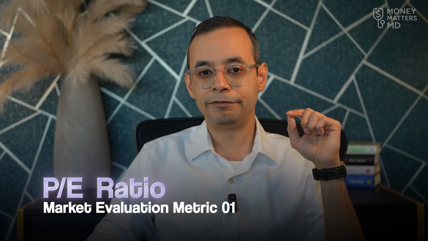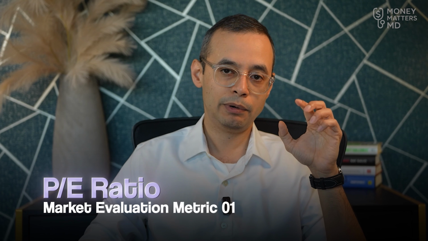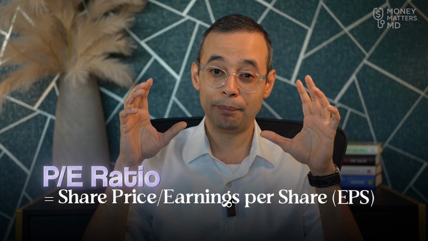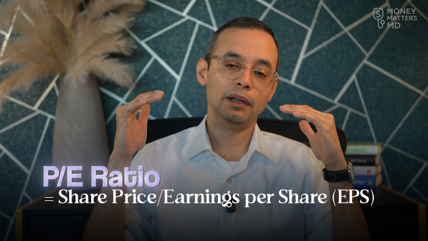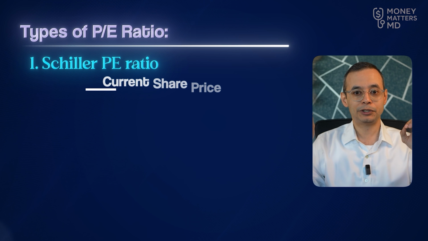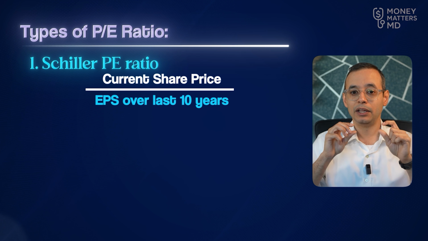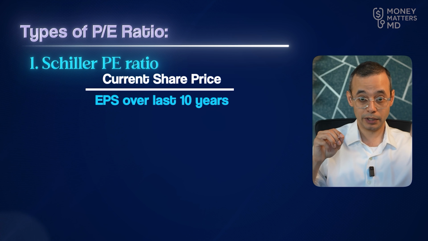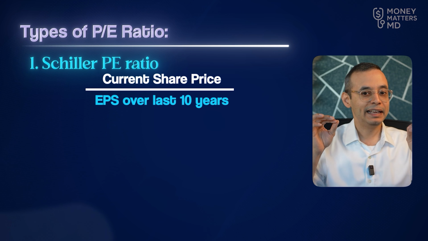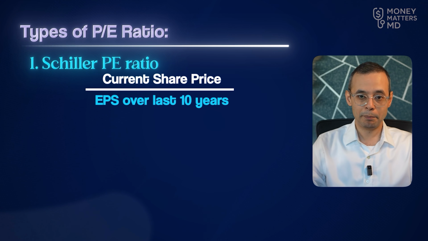Now let's talk about the first market valuation metric called the PE ratio. So a PE ratio is a simple ratio between the price of the stock to the earnings per share. Now, if you're evaluating the market on a more zoomed out, more long-term decades basis, you want to use a Shiller PE ratio, which uses the 10-year earnings instead of just 1-year earnings. The Shiller PE ratio is also called the cyclically adjusted PE ratio or the CAPE ratio.